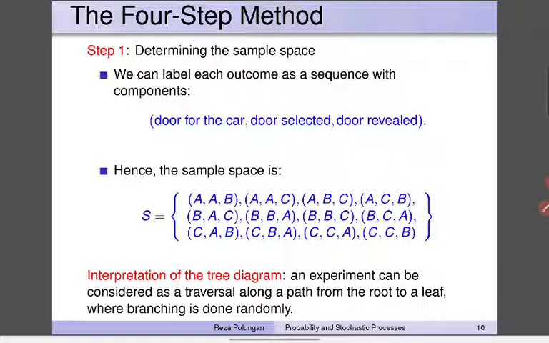Now it is easy to see that our sample space contains these sequences. The first one, for example, is AAB, AAC. AAB means the door for the car is A, the door selected by the player is A, and the door revealed by the host is B. These also correspond to our previous tree diagram.